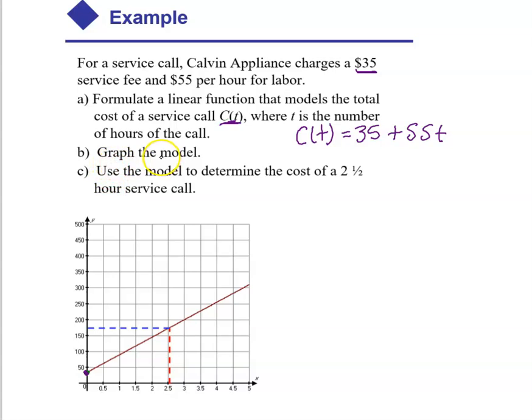So we've graphed the model. Use the model to determine the cost of a 2.5 hour service call. Well, 2.5 hours is about right here. And so if we go over, looks like we're halfway in between 150 and 200. So the cost of that call would be $175.